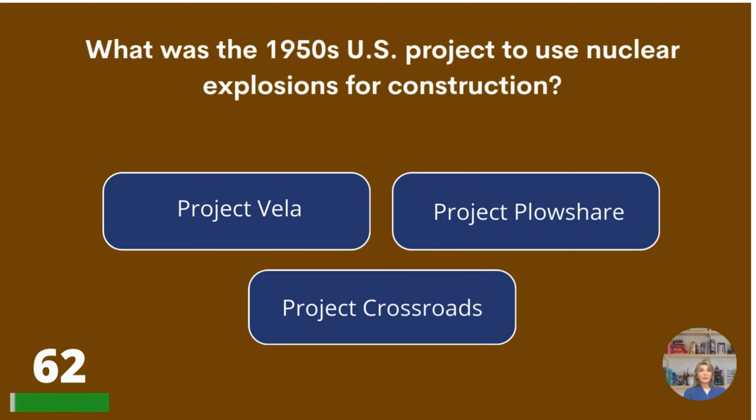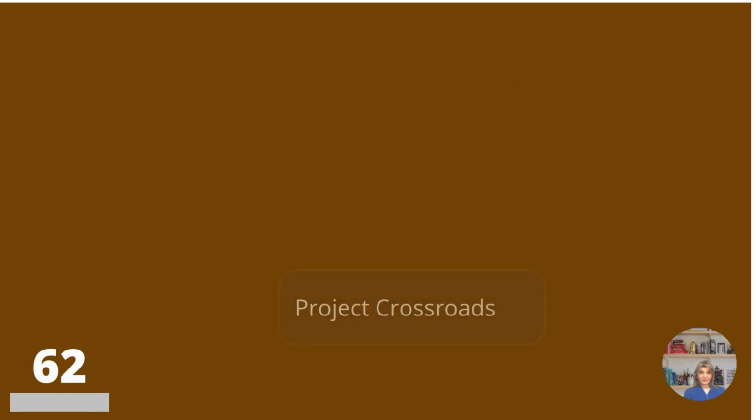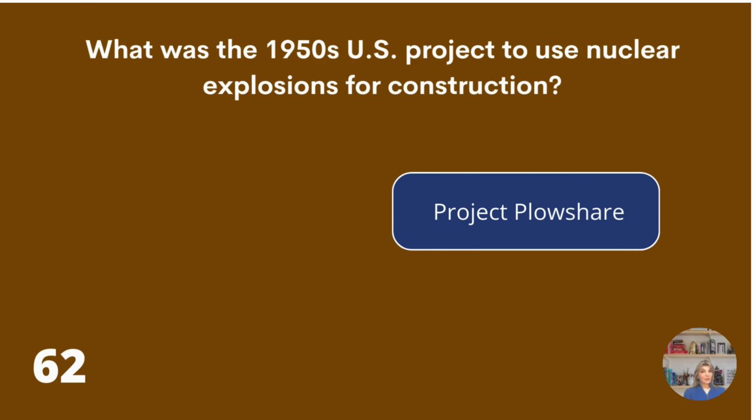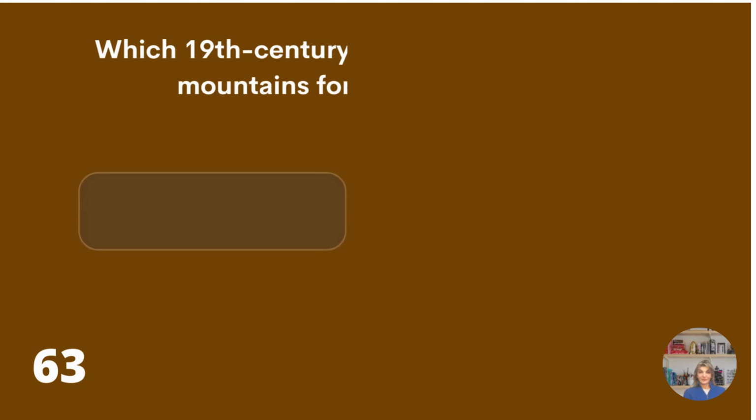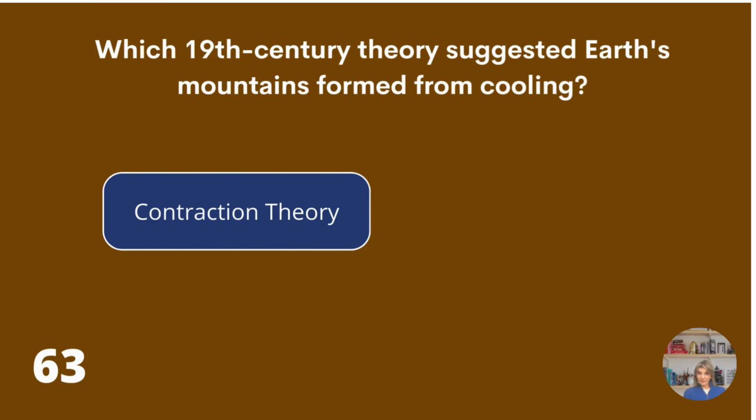What was the 1950s U.S. project to use nuclear explosions for construction? Project Vela, Project Plowshare, or Project Crossroads? Project Plowshare. Which 19th century theory suggested Earth's mountains formed from cooling? Contraction theory, continental drift theory, or plate tectonics theory? Contraction theory.